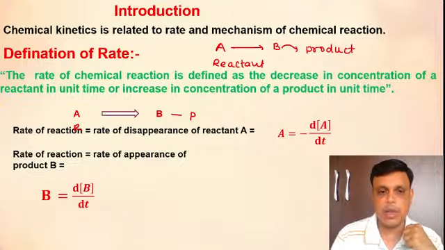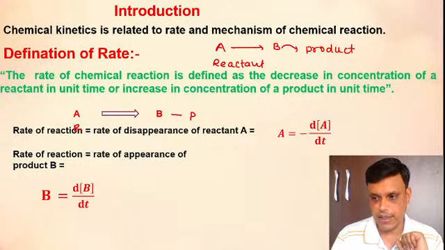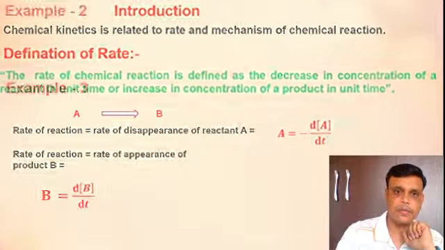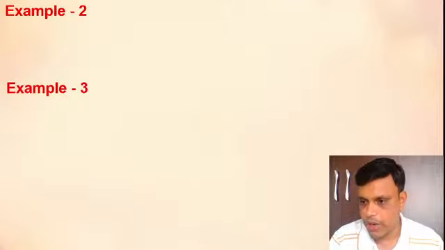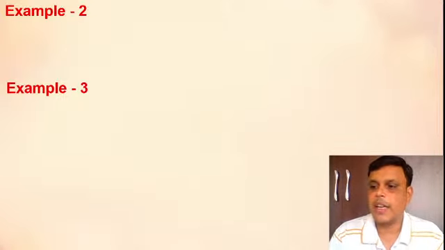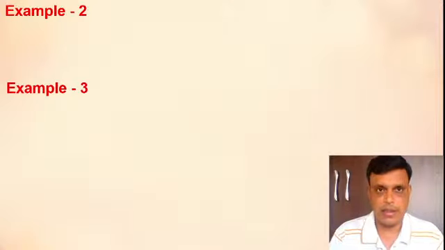Why is the plus sign there? Because concentration is increasing, there is addition in the product. That's why the positive sign is there. Okay, understood? Definition of rate, yes or no? If you understand, then we will see the examples. How to write a rate of reaction? How will you write that definition in equation form?